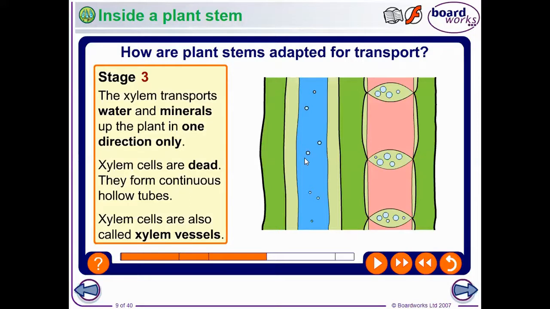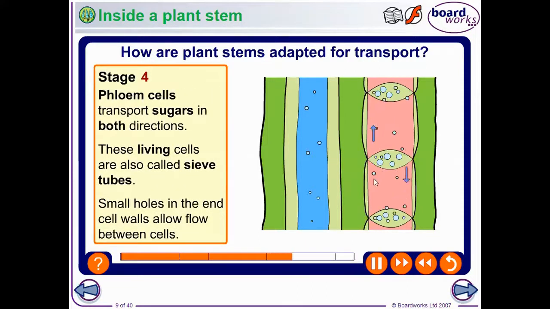So let's take note. The xylem is responsible for the transport of water and minerals in the plant, and this transport is only in one direction. The xylem cells are dead cells, so they form a continuous hollow tube. Xylem cells are also called xylem vessels. See this word vessel as in blood vessels? So this is the vascular tissue of the plant.